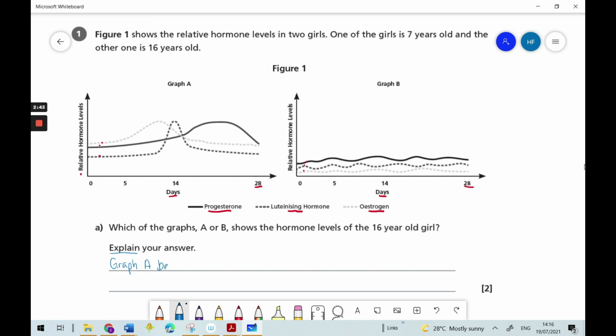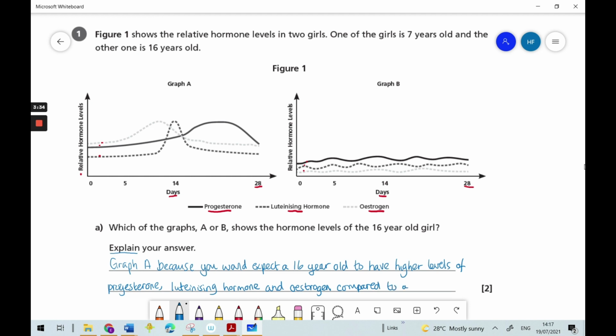because you would expect a 16-year-old to have higher levels of progesterone, luteinizing hormone, and estrogen compared to a 7-year-old.